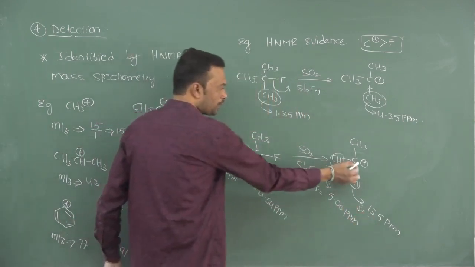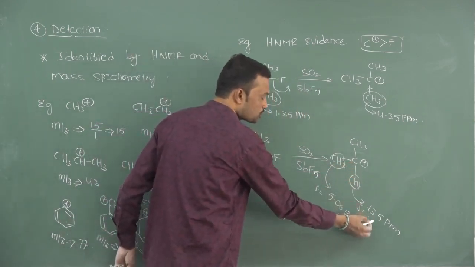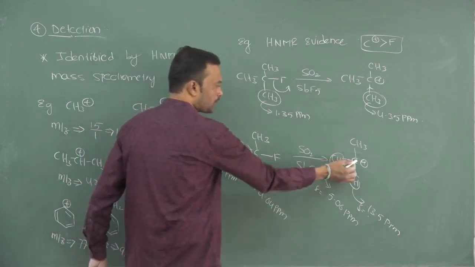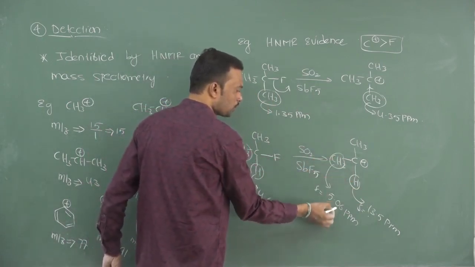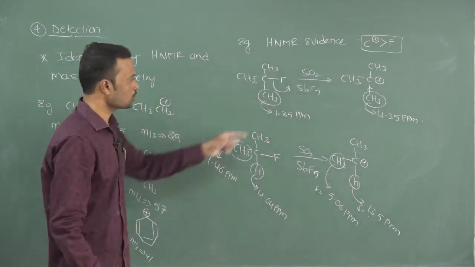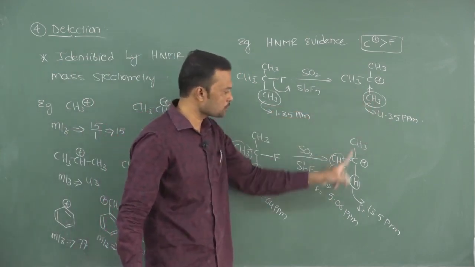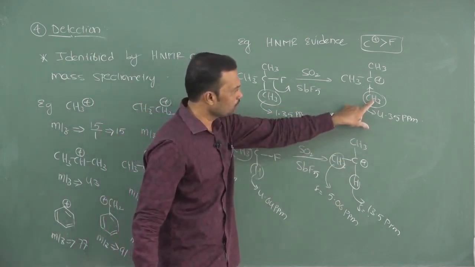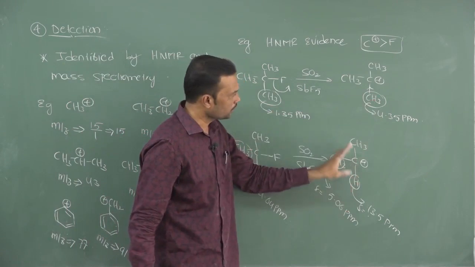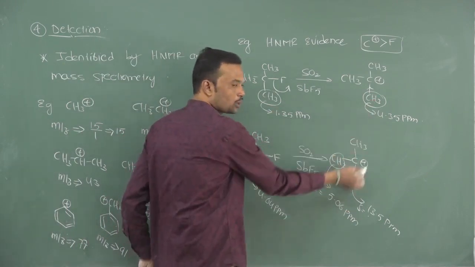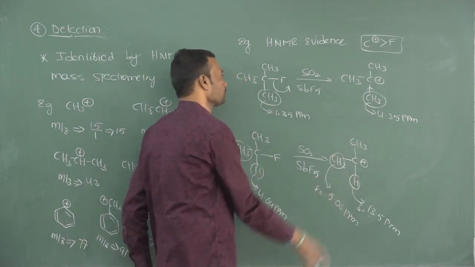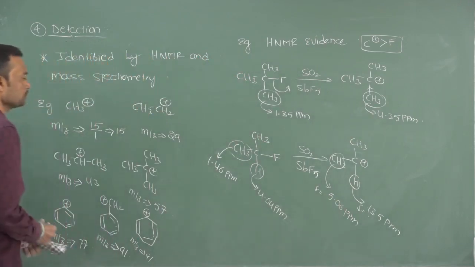So when a carbocation is directly connected to hydrogen whose value is very high, if the carbocation is connected to a carbon which carries hydrogen whose value is 5.06, now initially how much are you getting? 4.35. This and this both are same, but when one of the methyl groups is replaced with hydrogen, then definitely the chemical shift value is also influenced. So that is the HNMR evidence.